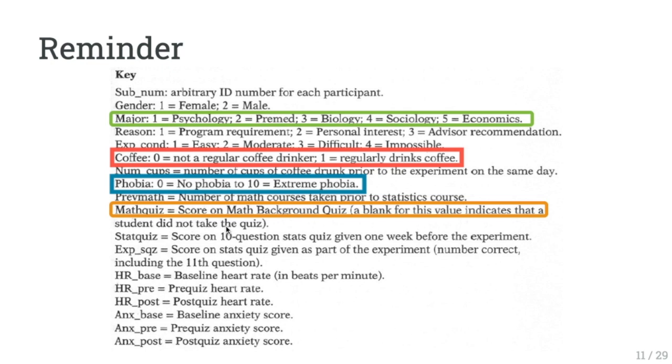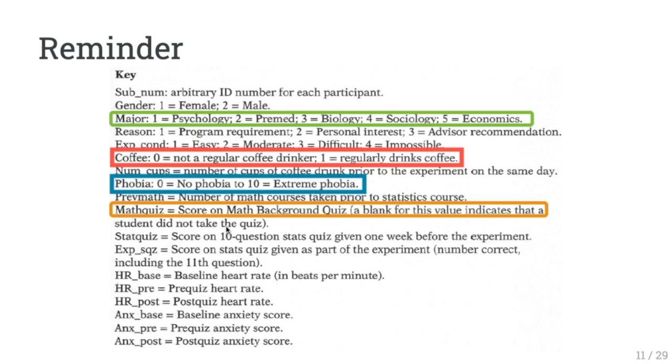As a reminder, this is how the data look. The variables we're going to use are the major, so one is psychology, pre-med, etc., whether they are a regular coffee drinker, and if they have a phobia of numbers or math. And then math quiz, which is a score on a math background quiz, and is just going to be a continuous variable.